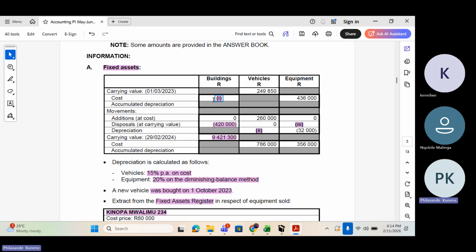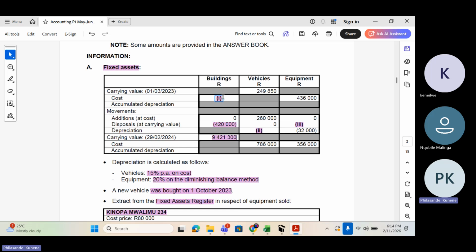So for us to calculate that Roman figure 1, I know that the cost at the beginning will have 0 accumulated depreciation, and then it will be the same as the carrying value at the beginning. And then the carrying value at the beginning minus the disposal at carrying value gives us the carrying value at the end. So for us to get this cost at the beginning, we just need to work backward: the 9,421,300, and then I add back how much? I add back the 420,000. That's simple and straightforward for us to get that cost price.